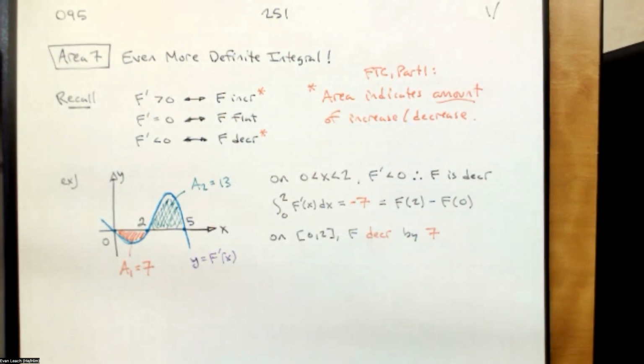The definite integral is telling us area and direction with the sign. And the fundamental theorem of calculus says this is the difference between capital F at 2 and capital F at 0. Where we ended up minus where we started, that's the difference. That's the amount of change. So on the interval from 0 to 2, capital F decreased by 7.